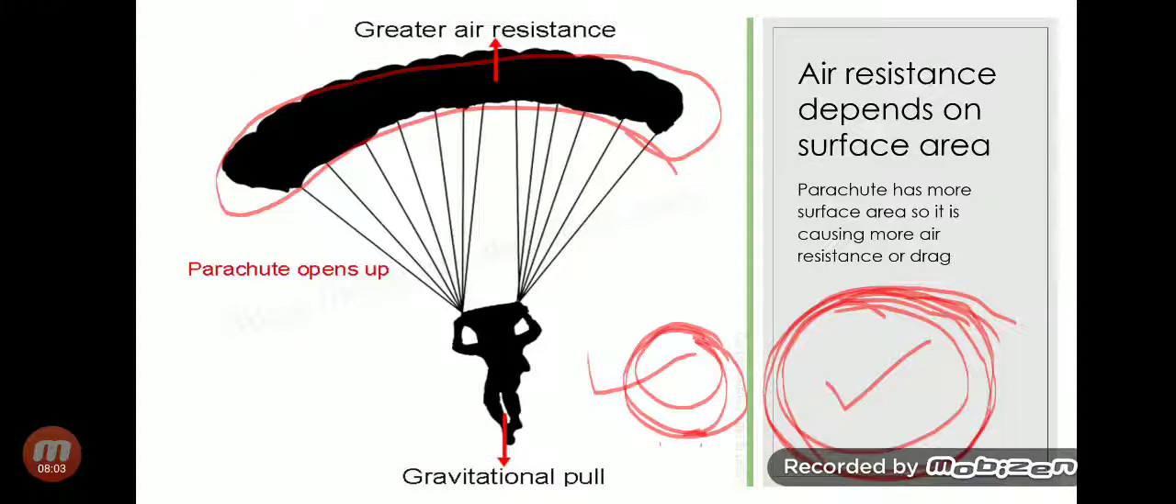I will repeat. This parachute has a lot of surface area, so it can collect more air inside and will have more air resistance, because more surface area means more air resistance. Air resistance will slow down this parachute. This is how this man can land on the earth safely.